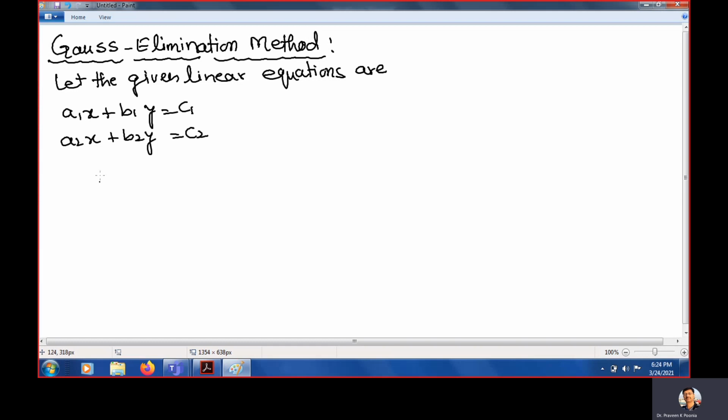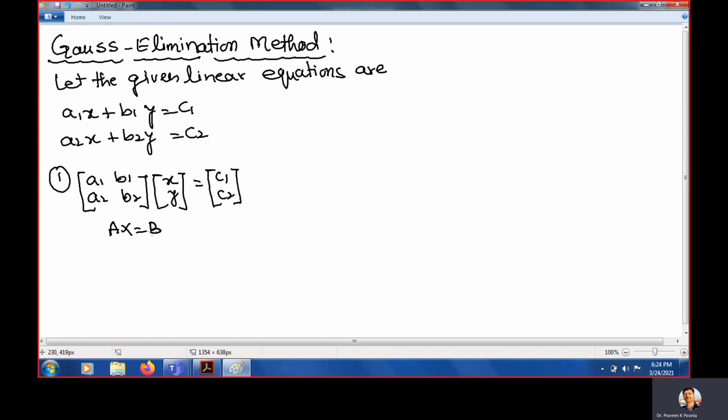So if this is the given set of equations, a1x plus b1y is equal to c1 and a2x plus b2y is equal to c2. What is step number 1? Step number 1 is to write the equations in matrix form. This is [x y] equal to [c1 c2]. This is step 1: Ax is equal to b.